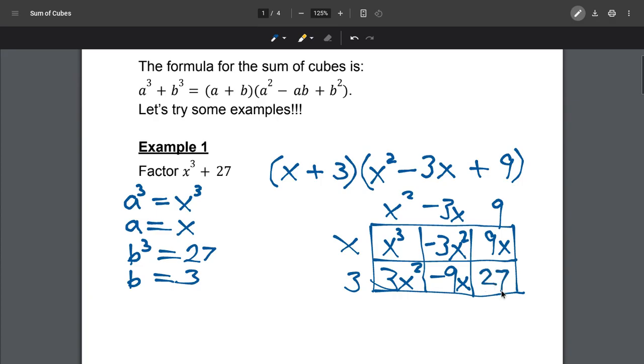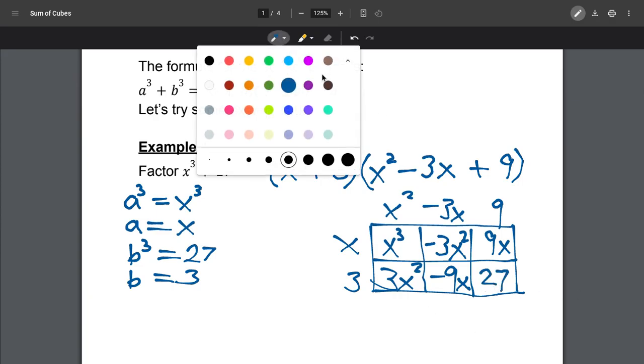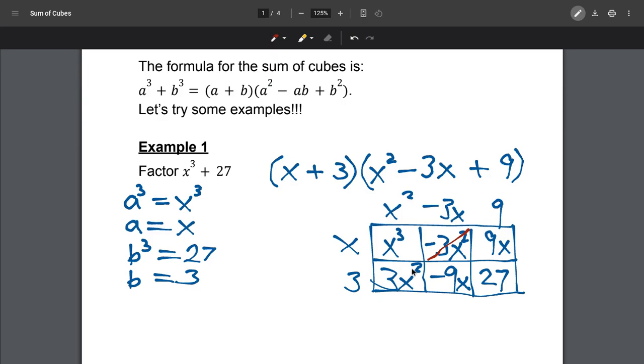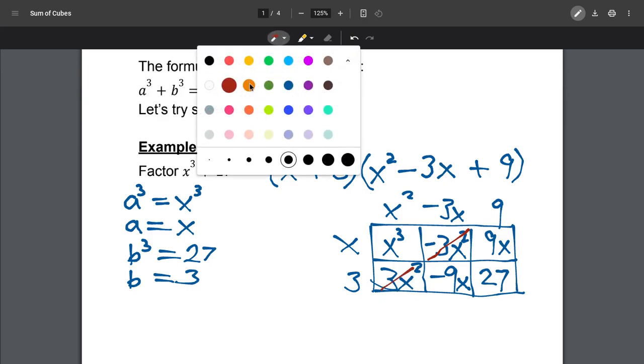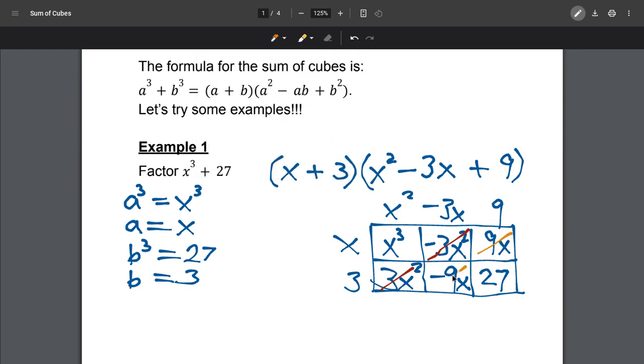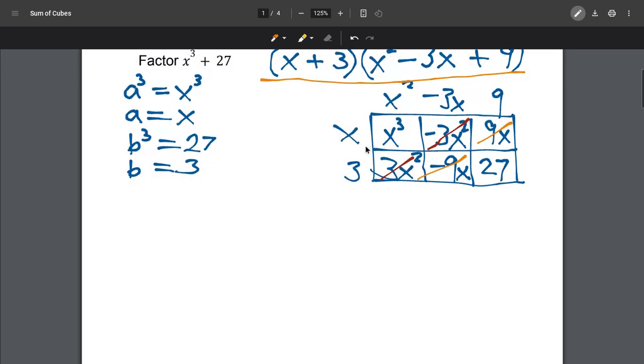So if we look at what gets canceled out here, let's change colors. Let's do a dark red there. So this negative 3x squared and the positive 3x squared, they would cancel each other out. Right? So those two cancel each other out. Let's do a different color. Let's do an orange. And then this positive 9x and the negative 9x, they cancel each other out. So all we're left with is the x cubed plus 27. Okay, so this is the correct factorization of this first problem. Okay, let's take a look at another example.